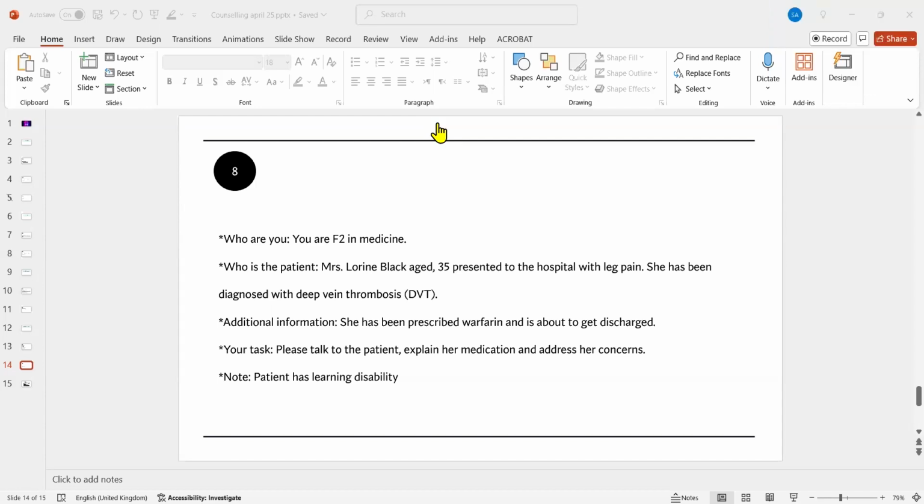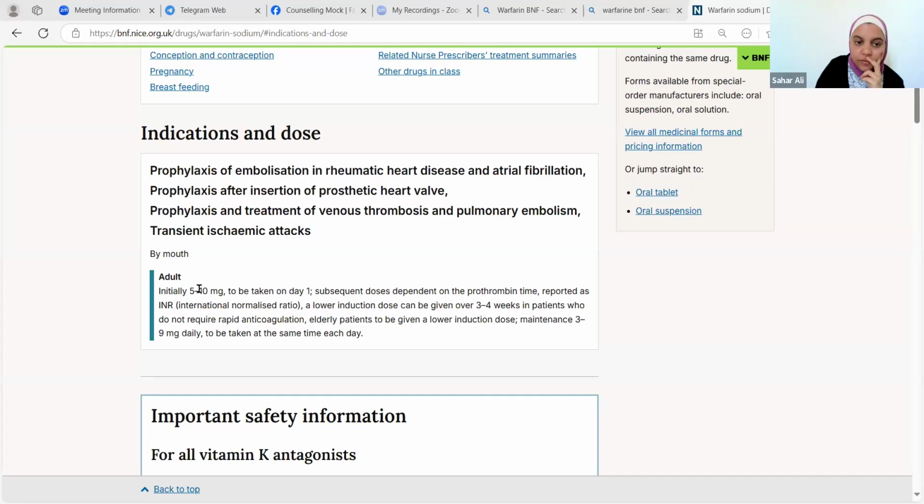Yes, I have another question about the warfarin. Can you tell us the dose of the warfarin and for how long this patient with a DVT can take it? 5 to 10.